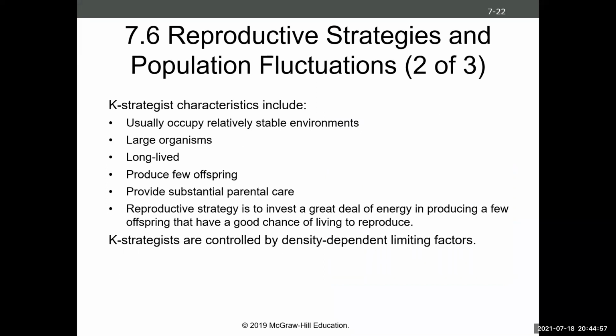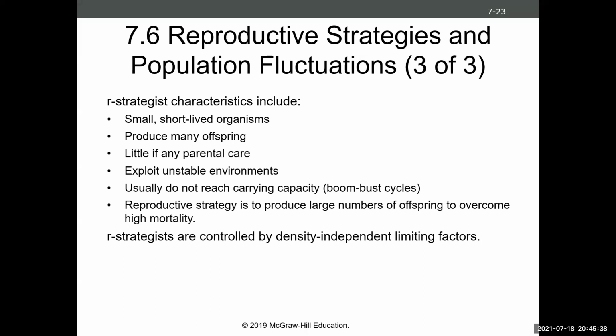K strategists will usually be in a relatively stable environment, larger organisms, typically longer lived, and produce fewer offspring, so they don't use as much of their energy for producing offspring, but they put a lot of energy into care for their offspring. So typically a type 1 survivorship curve, and they're really limited by density dependent limiting factors. As the population gets larger, resources become less available because of increased density, so mortality rates increase, and that keeps the population size stable.